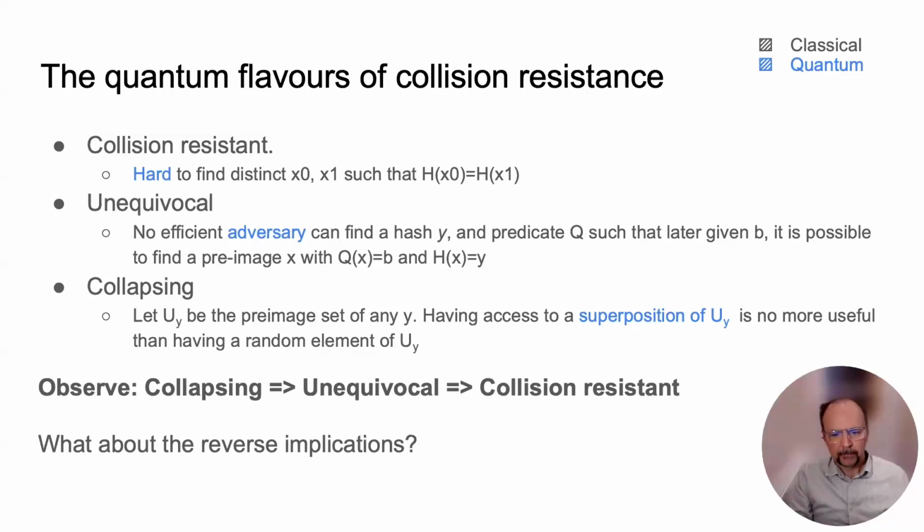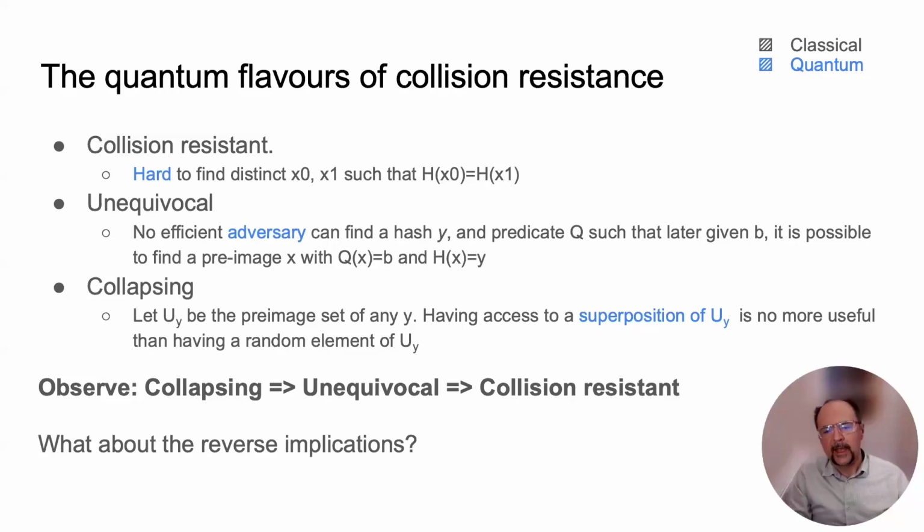It's actually very easy to see that collapsing is the strongest property, and that it would imply the function being unequivocal, and finally that would imply that the function is collision resistant. Nevertheless, the reverse implications are not obvious at all.